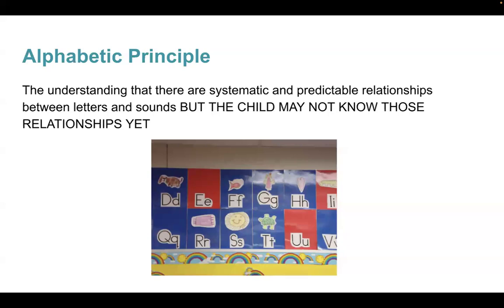So, we've already defined the alphabetic principle as the understanding that there are systematic and predictable relationships between letters and sounds. But what you need to know is the child may not know those relationships yet. They know that they exist, but they may not understand or be familiar with all of the relationships just yet. So they know that these lines represent letters and that those letters make sounds or have sounds associated to them, but they may not know the letters or their sounds yet.